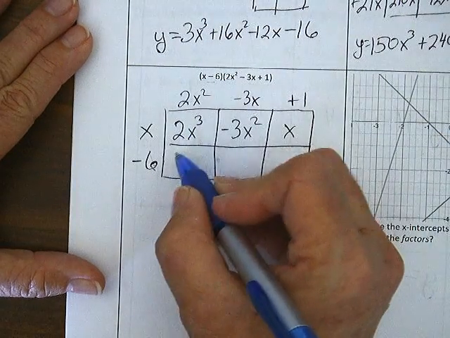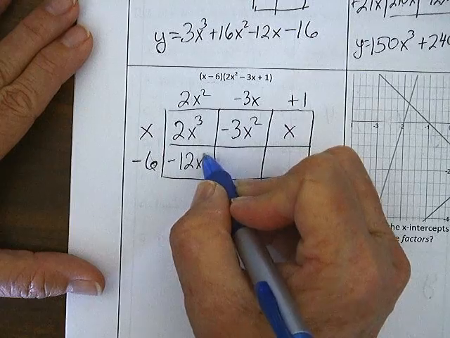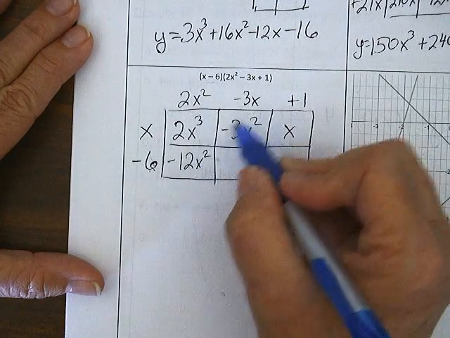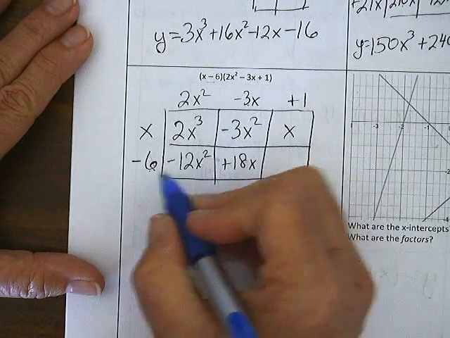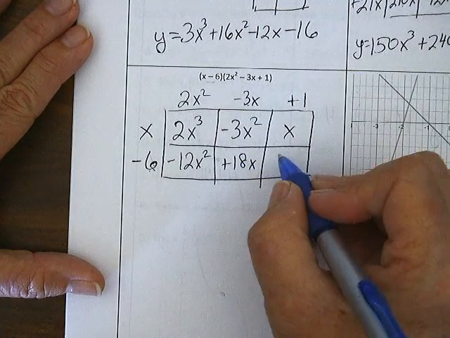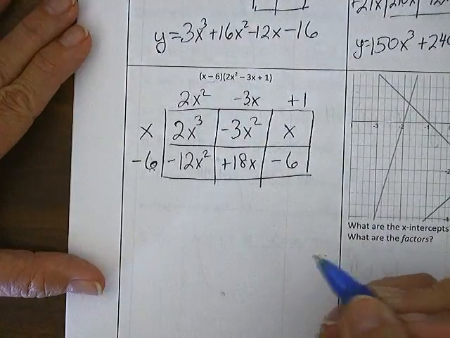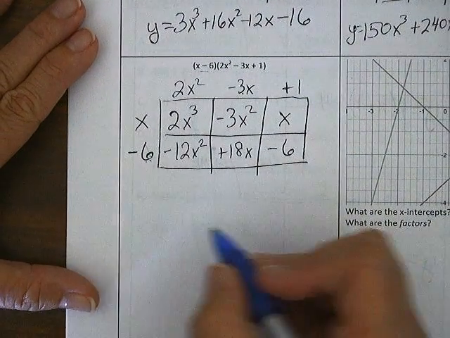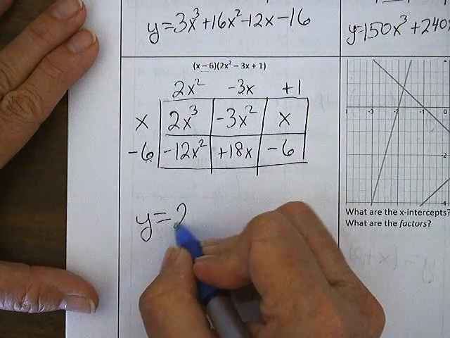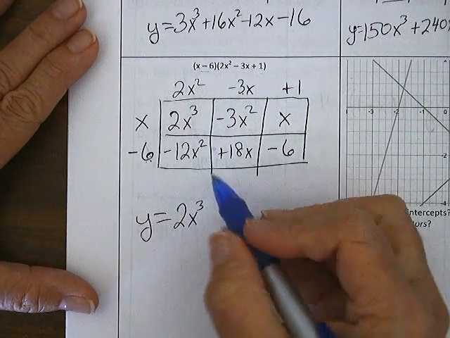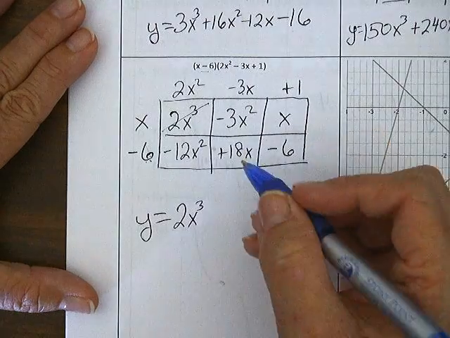Negative 6 times 2x squared is a negative 12x squared. Negative 6 times a negative 3x is a positive 18x. And finally, negative 6 times a positive 1 is negative 6. We combine our like terms, and we're going to get y is equal to 2x to the third. So we've used that term.